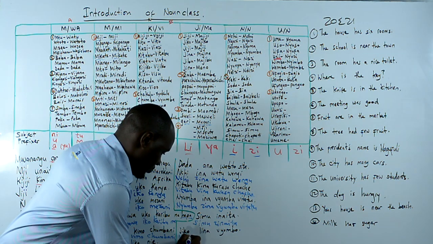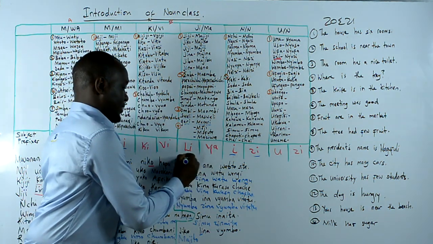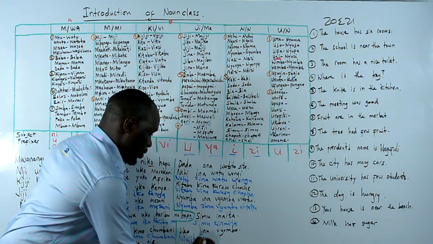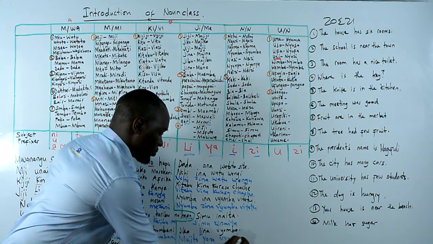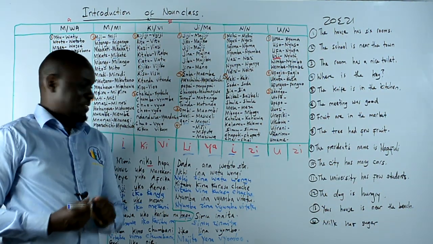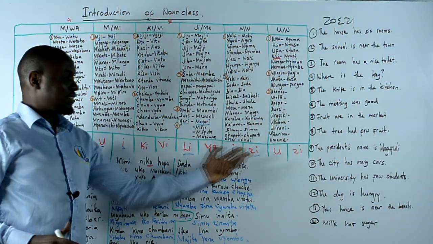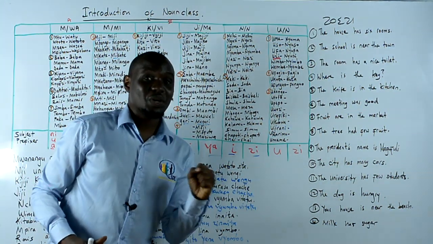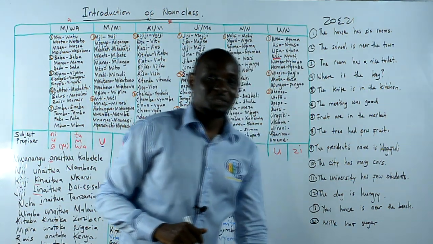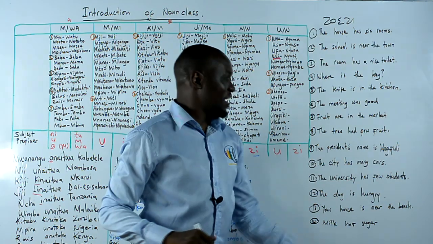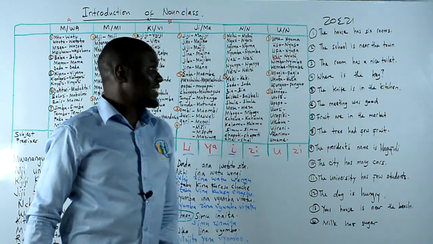Majiko. Li is singular. So plural will be majiko yana vyombo. You see that? So that is how we do. That is how we use these subject prefixes in Swahili. Okay, we have a zoezi here. Tuna zoezi hapa. Zoezi. How do you translate those sentences?